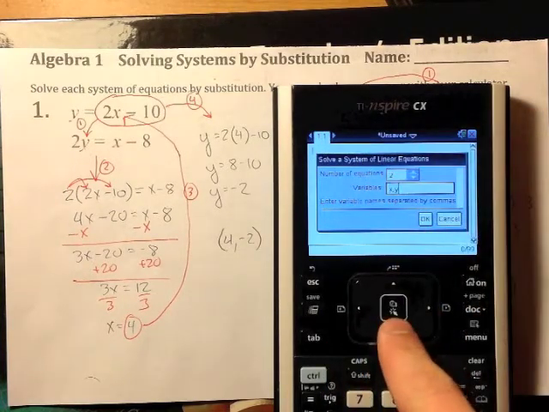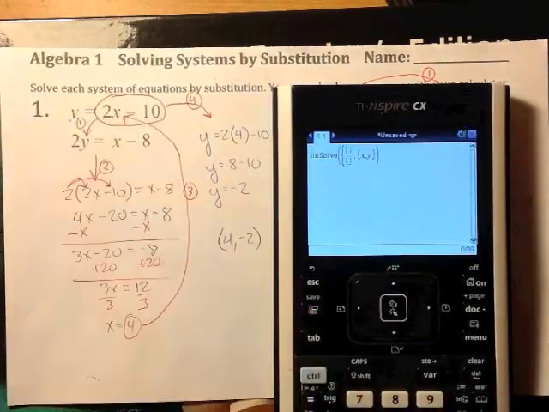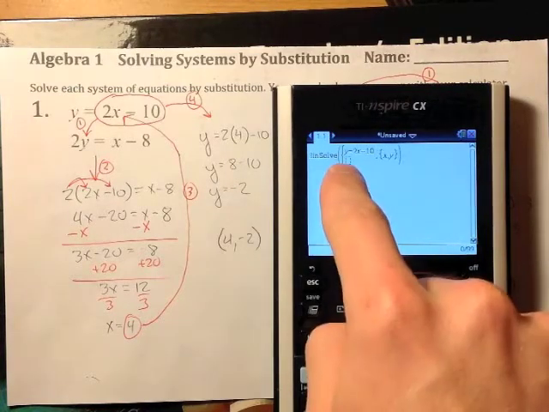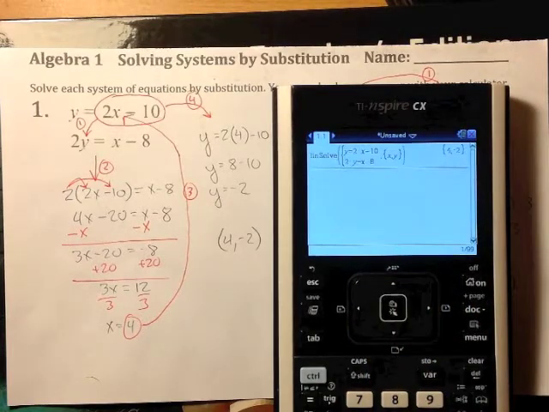Perfect. So go down, okay. Now here, you just type in your equations directly. The first equation is y equals 2x minus 10. Then hit the down button. Here, you're going to type in 2y equals x minus 8. And then hit enter. Look at that.